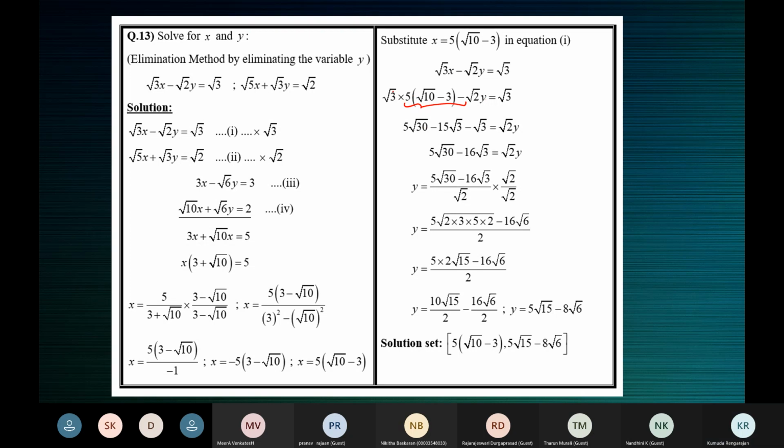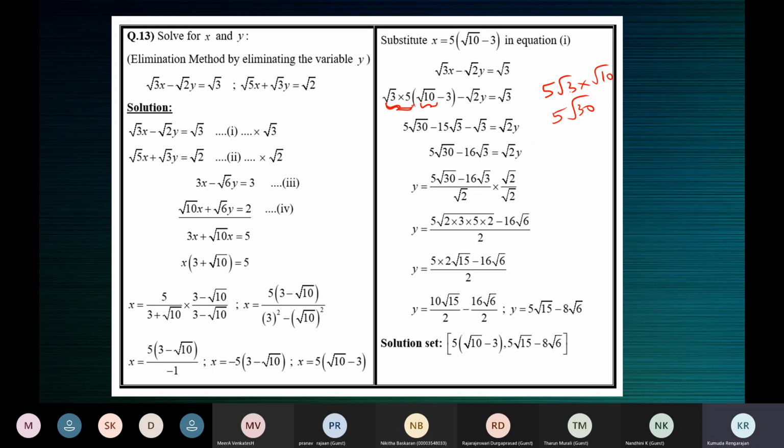Now, this becomes 5 root 3, into root 10. This one into this one, children. Let's work it here. What is 5 root 3 into root 10? So 5 root 3 into root 10 is root 30. That's what you see here, 5 root 30.